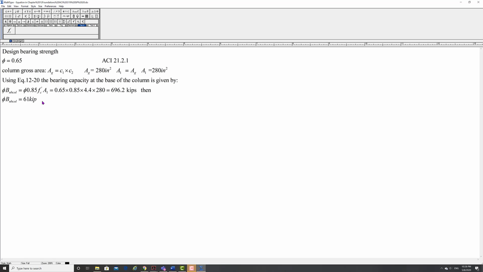This is because of MathCAD. 696.2. Right? Actually, you don't even need it. I don't need it, MathCAD. So the bearing capacity in the column is 696.2. All right. So we got it.